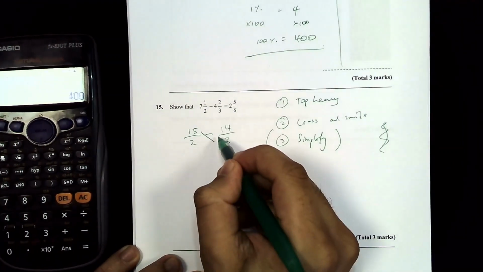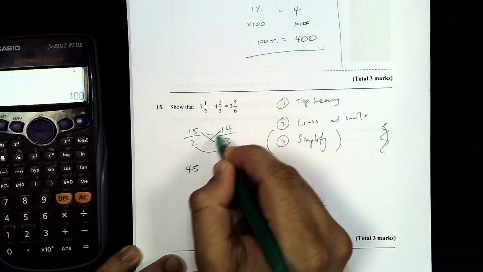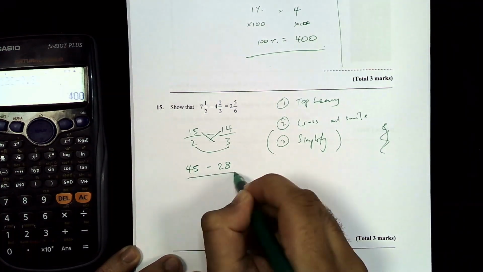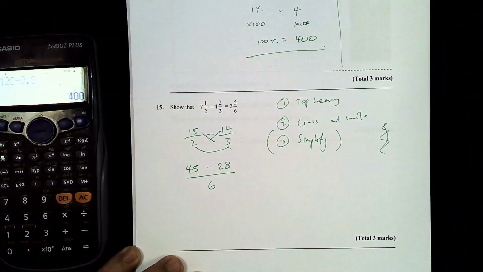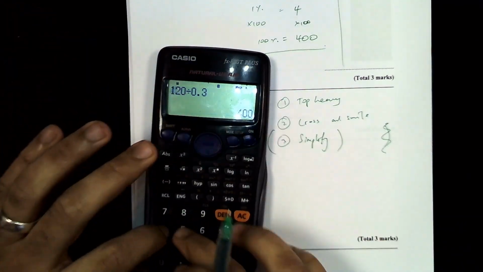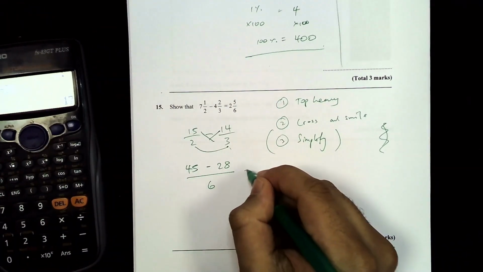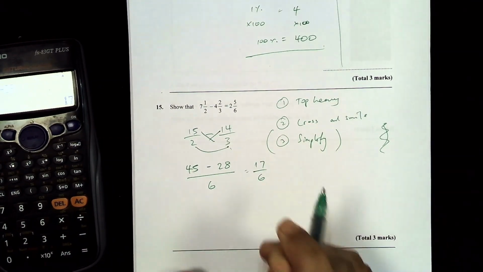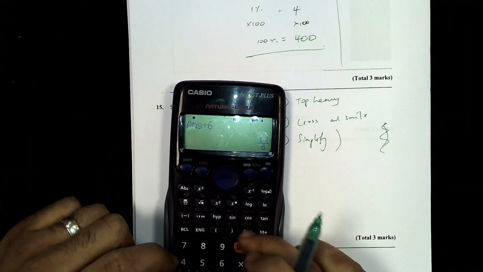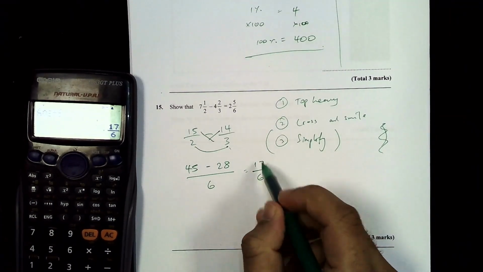Now, cross and smile. 15 times 3 is 45, 14 times 2 is 28. There's a subtraction, so I'll put a subtraction. 2 times 3 is 6. Next, 45 take away 28. Don't take any risks. 17. 17 over 6. Now 17 over 6, well, if you put it in the calculator, it's just going to say 17 over 6. Now, how do I turn that back into a mixed number?